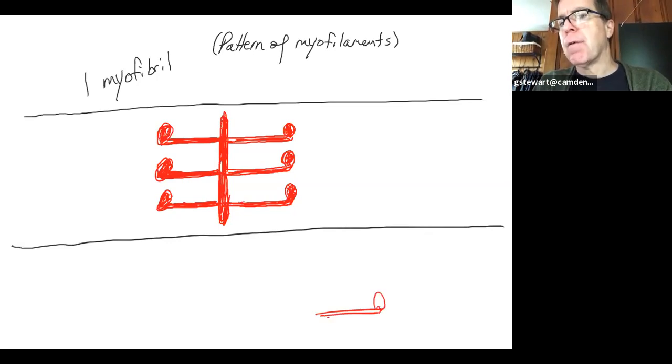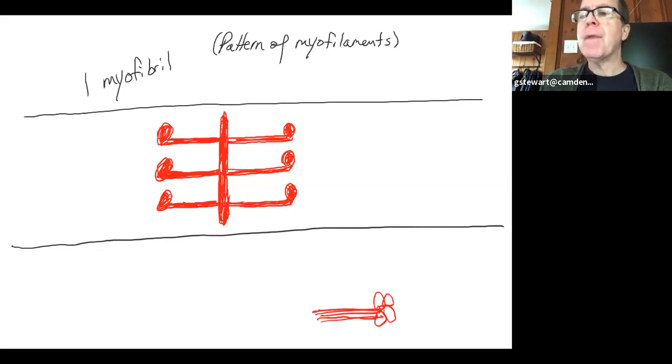myosin molecule, and then right next to it is another myosin molecule. They bundle together like this. I'm not going to draw that because it'll just mess up my picture. So I'm just going to draw one thick filament. I'll label it for you. So this is myosin.